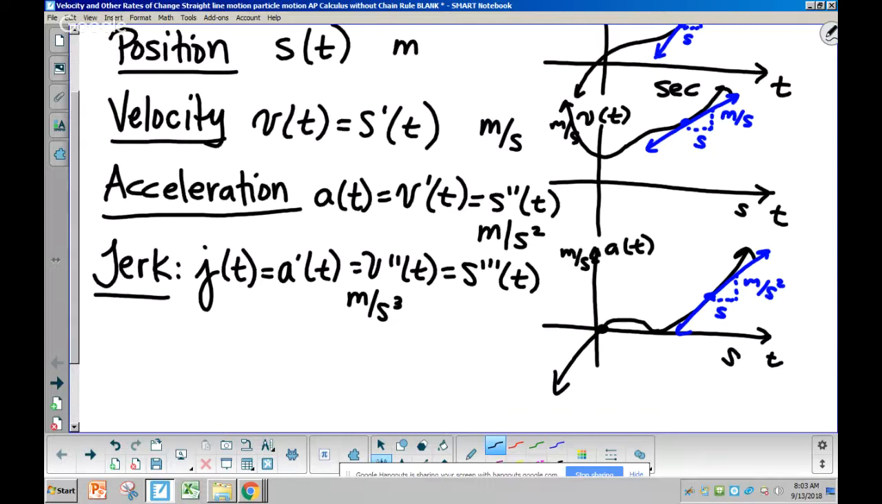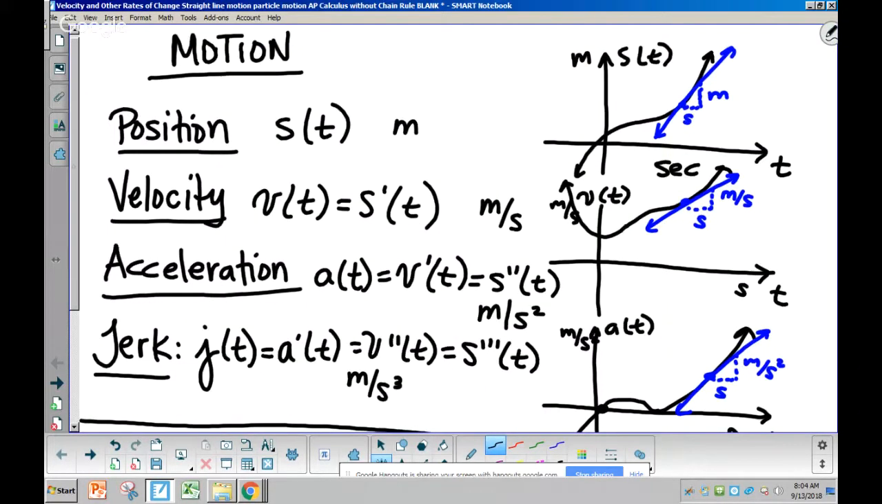And remember, the last time we talked about jerk, that's the feeling that you get when you're riding a roller coaster and you're accelerating, and all of a sudden, what happens? The acceleration changes. And what happens to your head? It jerks back, right? So that's why they refer to that as jerk. All of these functions, velocity, acceleration, and jerk, are instantaneous rates of change.